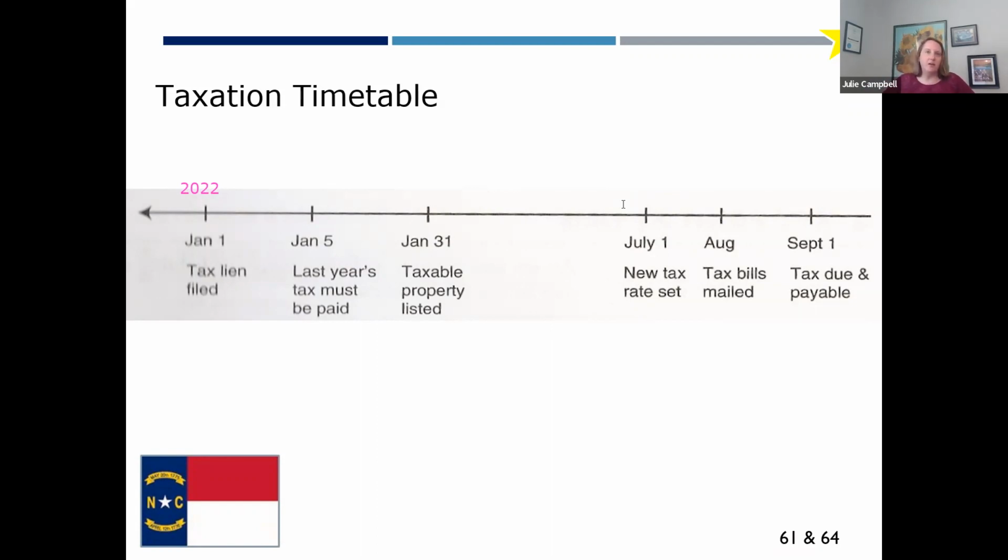They mail the bill in August, and taxes are due and payable on September 1st. That's an important date about taxes. Taxes are due and payable on September 1st of every year. Can you pay your tax bill before September 1st? No, you don't even know how much you owe until August, right? And they're saying, don't you send us money. We're not going to collect until September 1st.